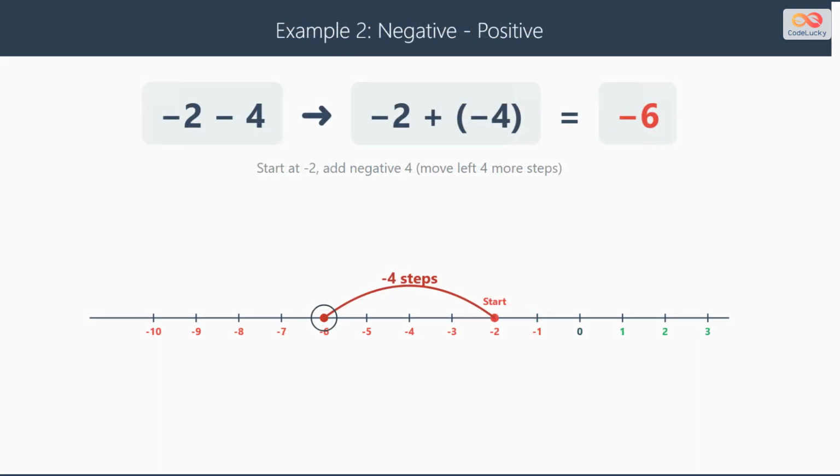Now let's try a negative number minus a positive number. -2 minus 4. We change this to addition, -2 plus -4. We start at -2 and move 4 more steps to the left. The result is -6.